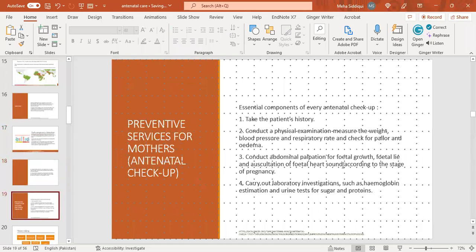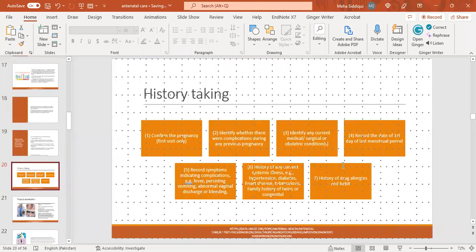Preventive services for mothers. Essential components of every antenatal checkup are to take the patient's history, conduct a physical examination, measure the weight, blood pressure, respiratory rate, and check for pain and edema. Conduct the abdominal palpation for fetal growth, fetal life, auscultation of fetal heart sound according to the stage of pregnancy. Carry out laboratory investigations such as hemoglobin estimation, urine test for sugar and proteins.